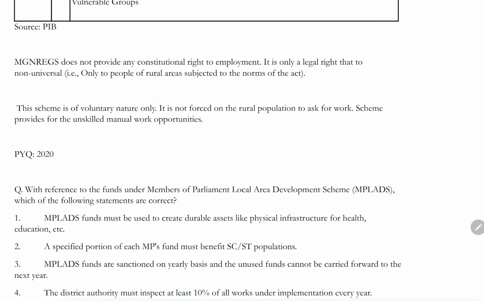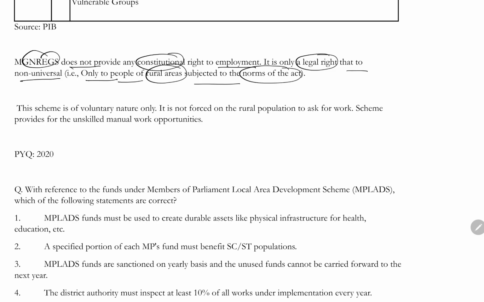Moving forward, MGNREGA does not provide any constitutional right to employment, as I told you. It is only a legal right. It is non-universal, meaning only for the people of rural areas, subject to the norms of the Act. So this is especially for rural India. This scheme is of a voluntary nature only. It is not forced on the rural population to ask for work. The scheme provides unskilled manual work opportunities. So this you should know from here.